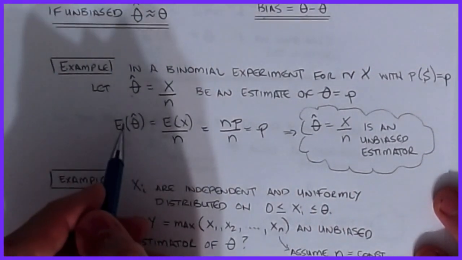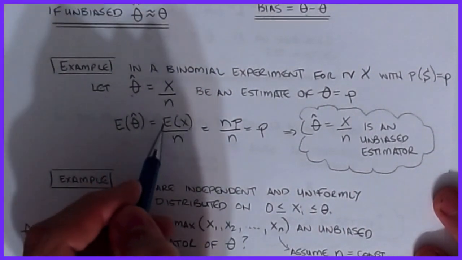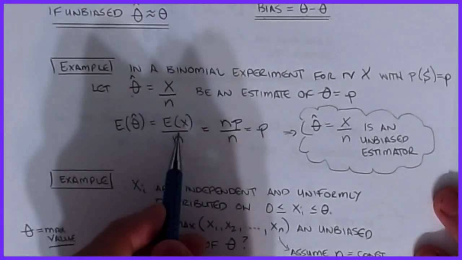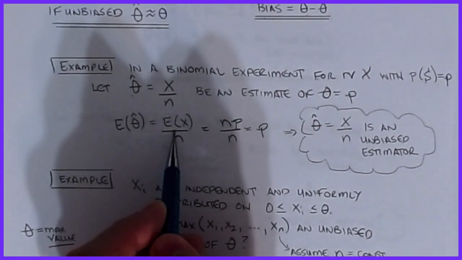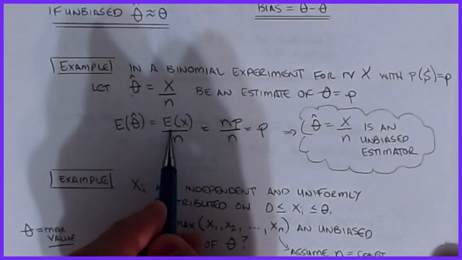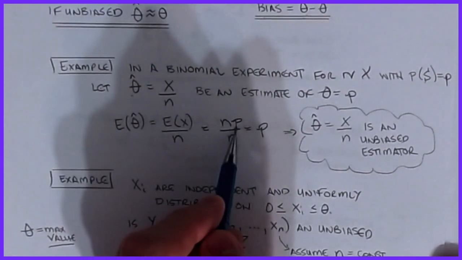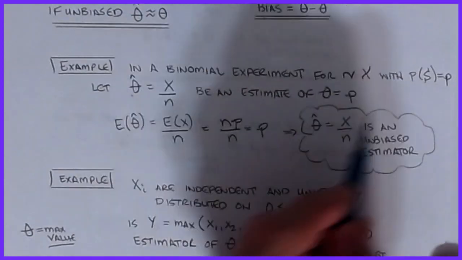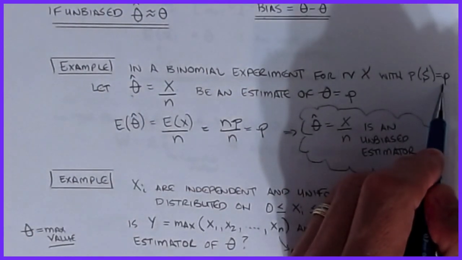So if I do that, we can calculate the expected value of this as the expected value of x divided by n. From the binomial definition that we talked about a couple of videos back, we know that the expected value of a binomial is n times the probability of success. We get that, and so n times probability of success over n is equal to p, which is the same as what my population was doing.